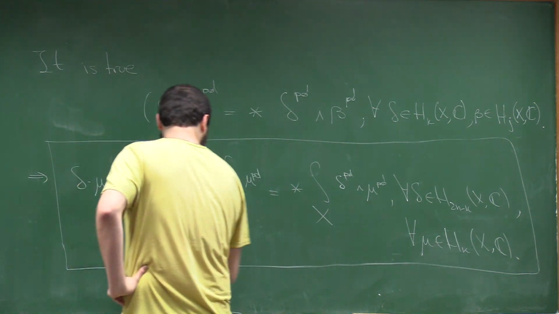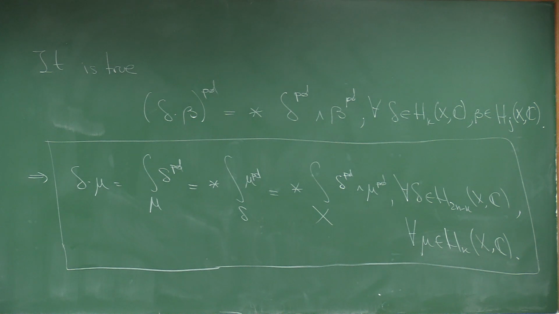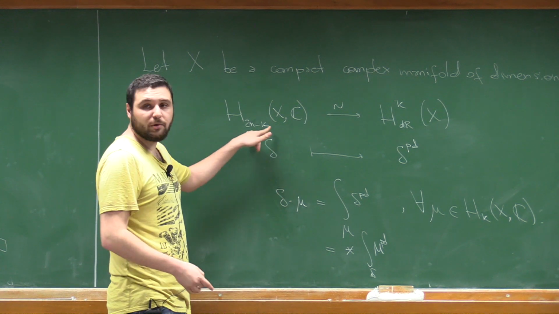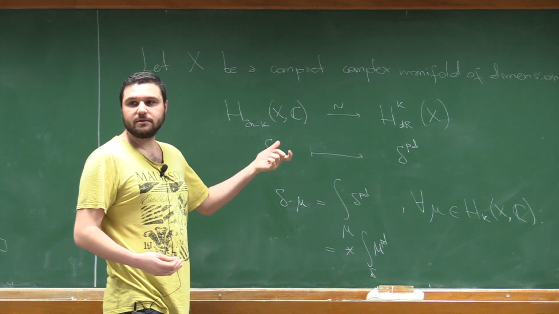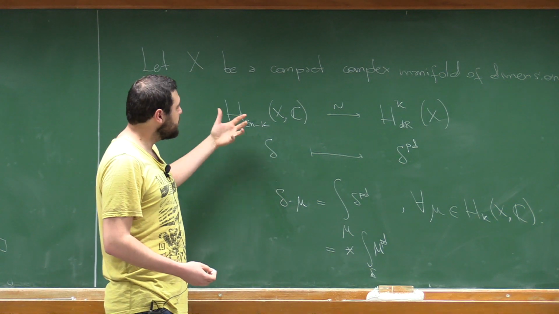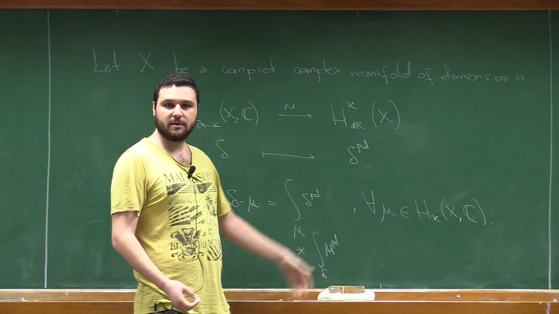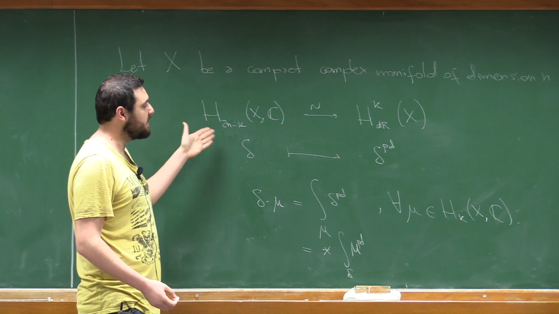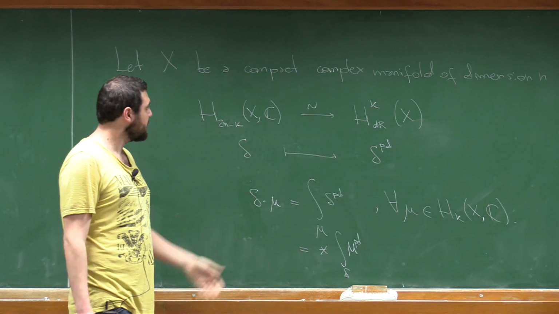This is very important. In fact, whenever we have a map coming from the homology, even at the homology level with integer coefficients, it induces a map in the de Rham cohomology. And this is functorial, it is covariant.